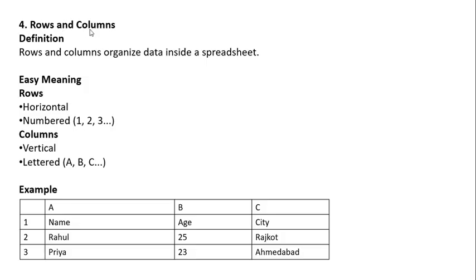Fourth is rows and columns. Rows and columns organize the data inside the spreadsheet. In simple terms, a row is horizontal and a column is vertical. Rows are given numbers like 1, 2, 3, and columns are given letters like A, B, and C.